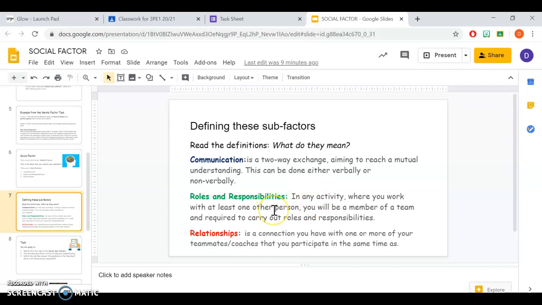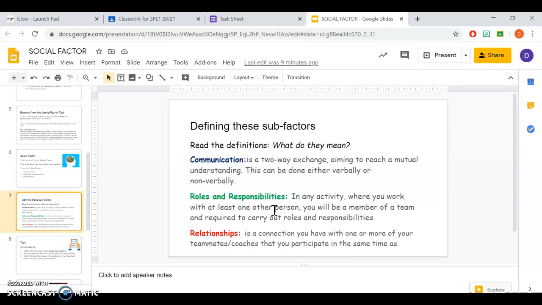Roles and responsibilities, I want you to think of this as a position in a team sport or a role that they might have. So they could be a coach, they could be a captain. And as I said, in terms of position, they could be a striker in football, they could be a scrum half in rugby, they could be a point guard in basketball, a centre in netball. So just always try and think of a role and a responsibility being a role that they have in their team.